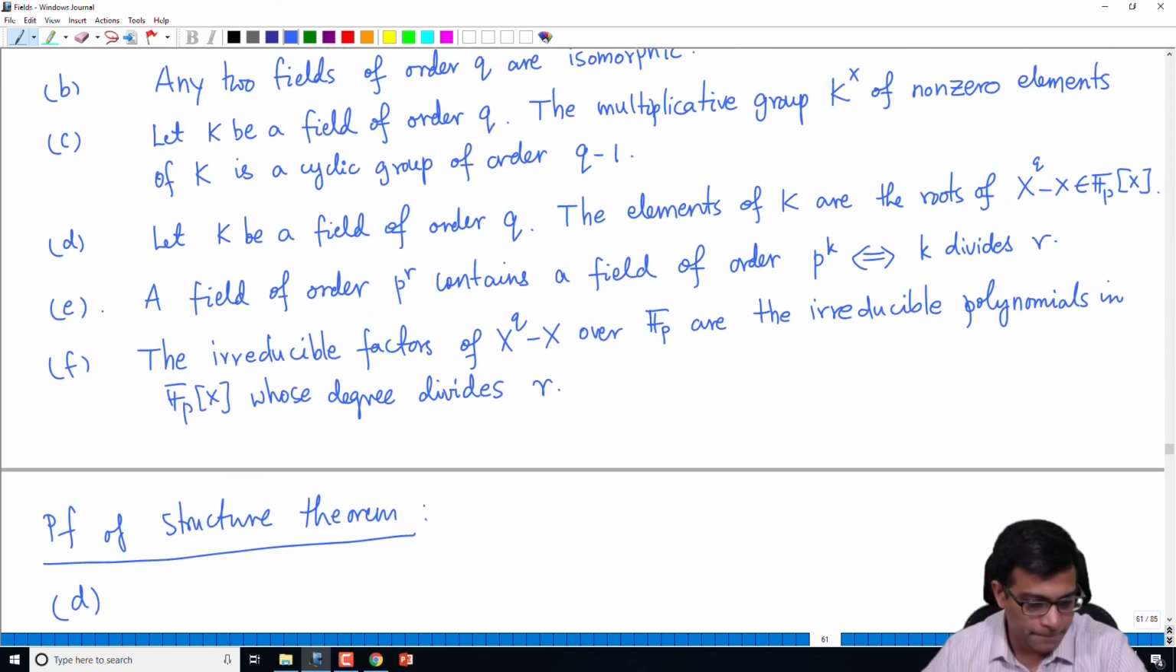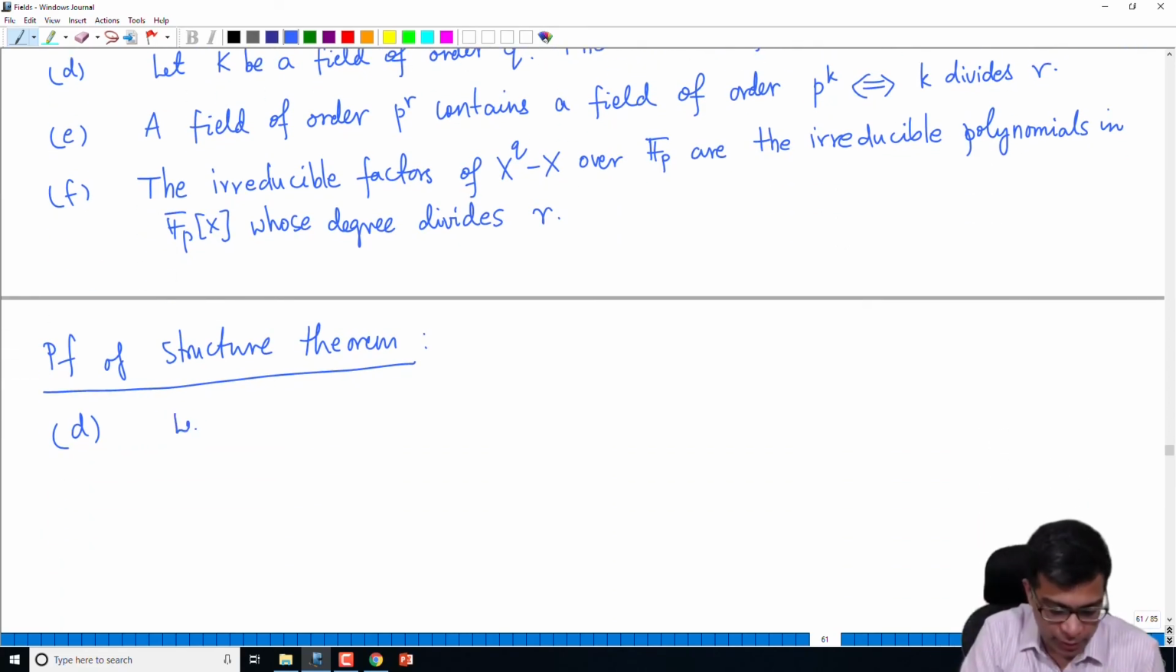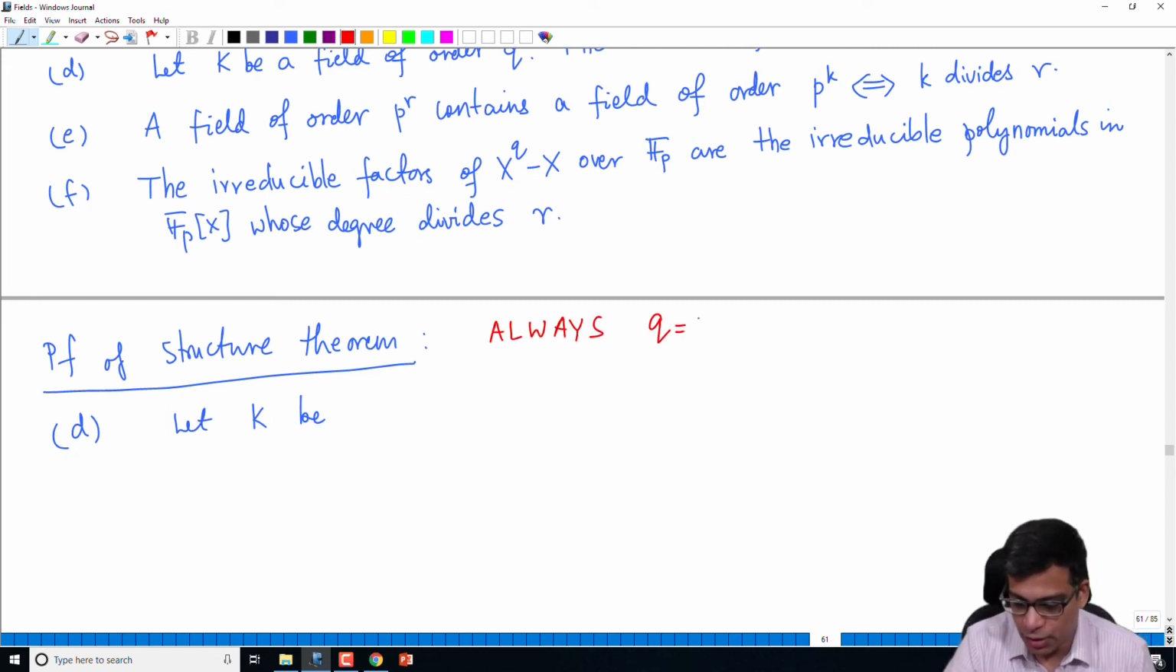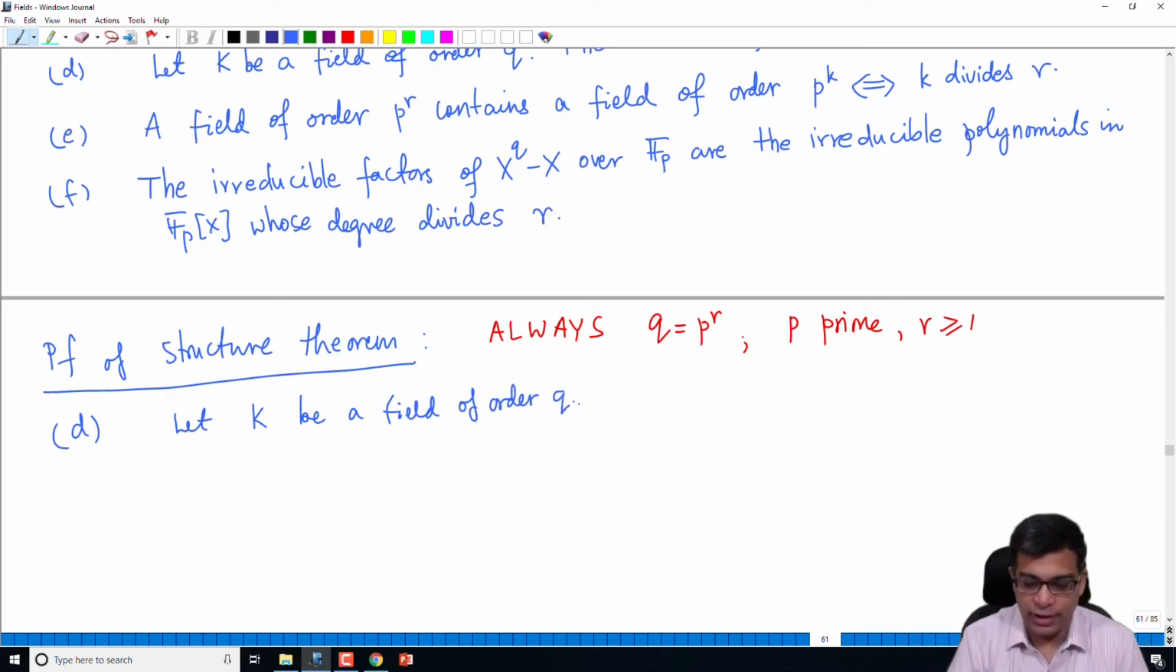D says that if you have a field of order Q, its elements are the roots of this polynomial. This is very easy. So let K be a field of order Q. Remember, we'll always keep this in mind, so I'll put it in red: Q is equal to P power R, P prime, R at least 1. Okay, so this is the notation. We'll prove later that such a field in fact exists. Let K be a field of order Q.